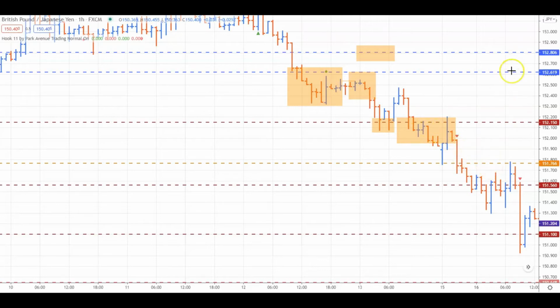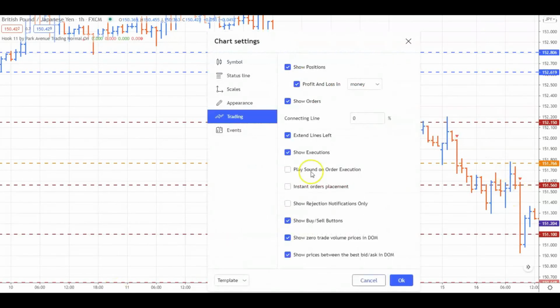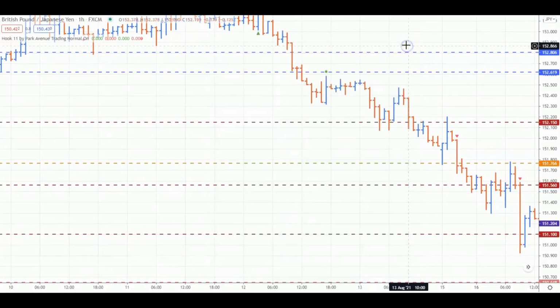Now, this 151.76 does not belong there. I was just looking at something before. So here, let me take this off. Oops, that's not chart settings. But anyway, that doesn't belong there. It was actually a retrace point to get short again, but that's another story.